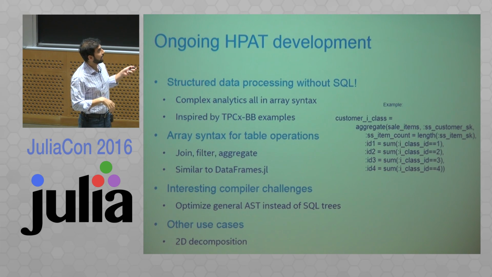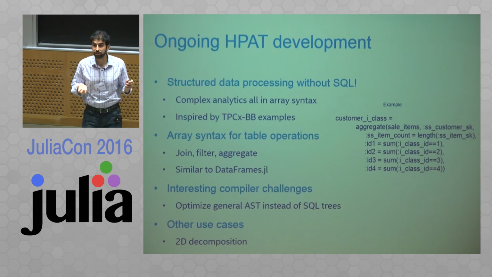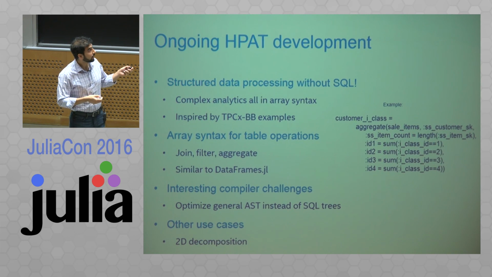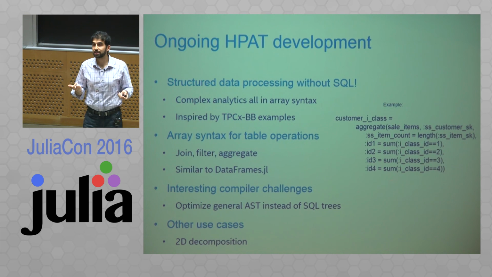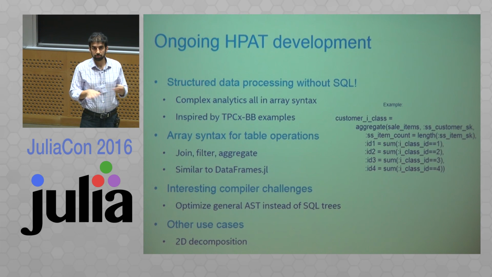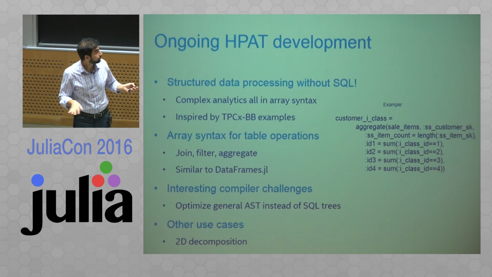So we want to have array syntax for table operations like join, filter, aggregate, similar to DataFrames.jl, but richer, with more features. So one example is here. If I want to aggregate and count the number of items a user bought in different categories, I can just have this syntax and say, create this column for me with aggregation on my users and say class 1, class 2, class 3. So essentially, it becomes a matrix ready for machine learning.